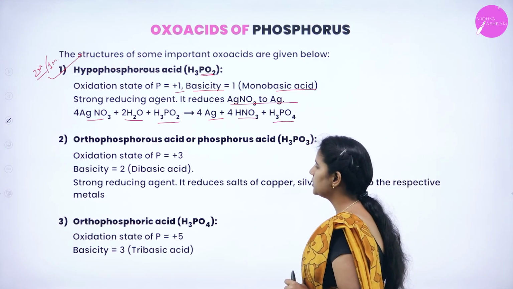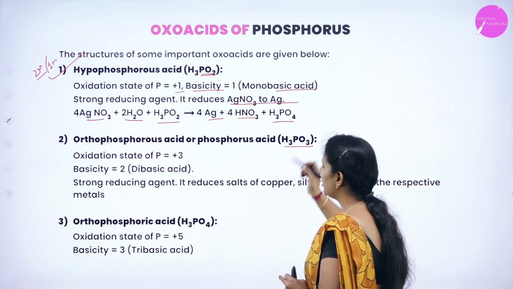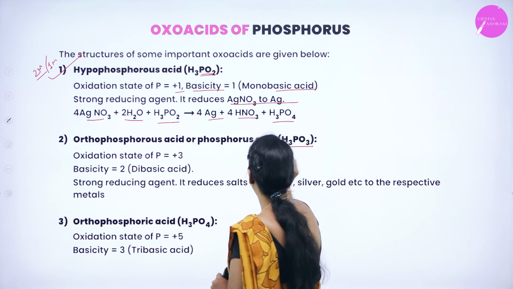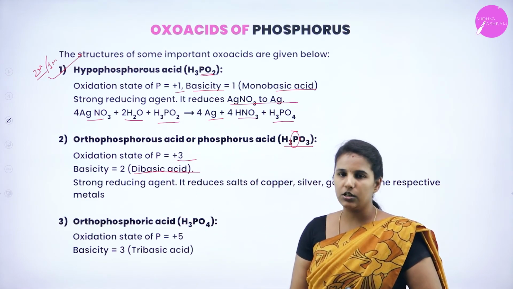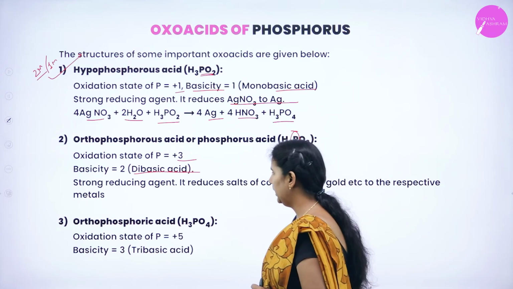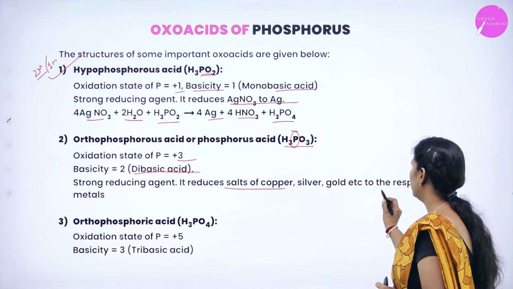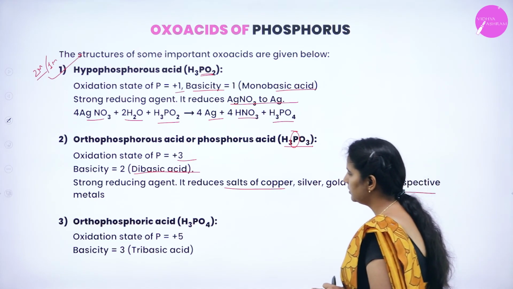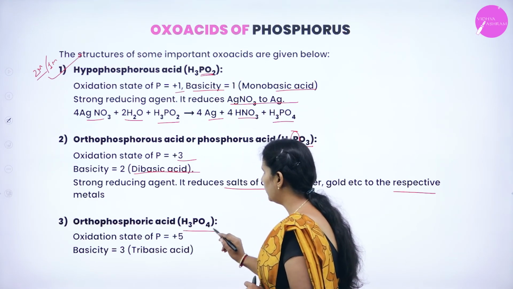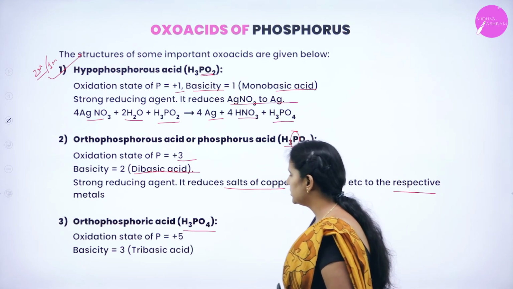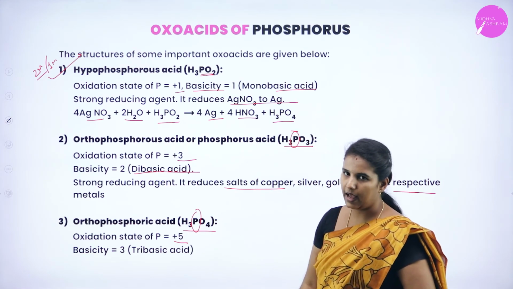Next, coming to orthophosphorous acid, the formula is H3PO3. The oxidation state of phosphorus in this is +3 and basically it is a dibasic acid. It is also a strong reducing agent. It reduces the salts of copper, silver and gold and gives the respective metal. Coming to the last one, that is orthophosphoric acid. The formula is H3PO4. The oxidation state of phosphorus is +5 and it is known as a tribasic acid.